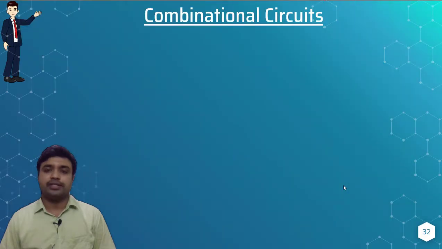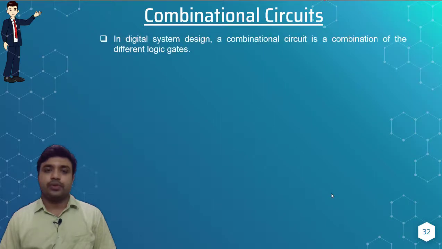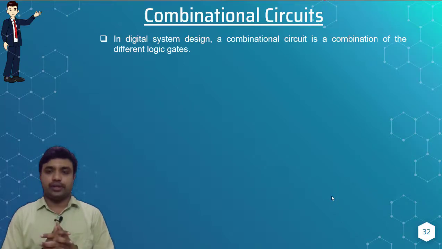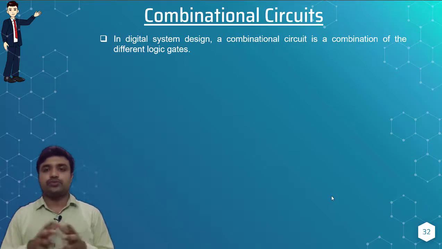Okay, next is the combinational circuit. What is a combinational circuit? Let's see. In digital system design, a combinational circuit is a combination of different logic gates. These kinds of circuits are useful in implementing a wide variety of digital logic.